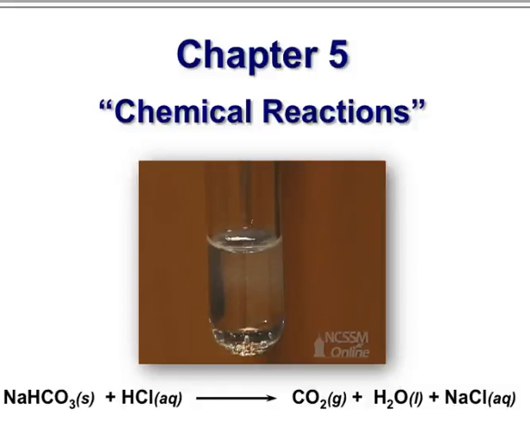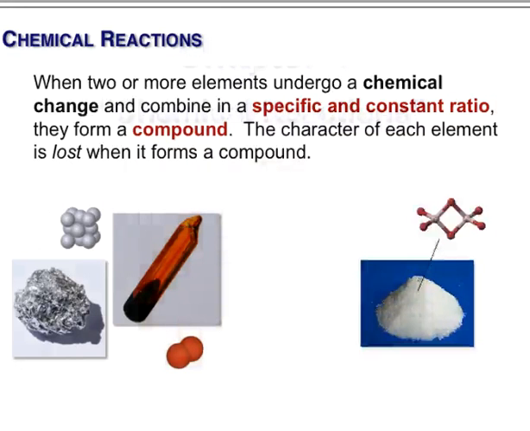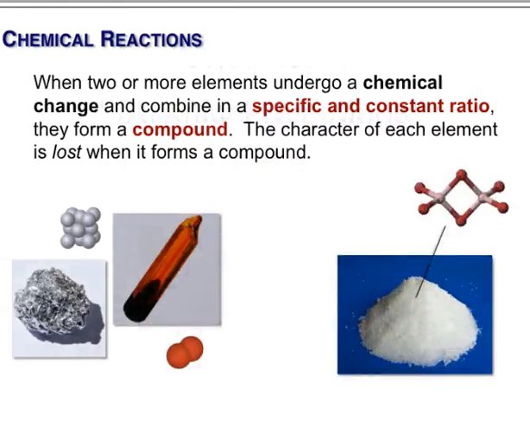But we're going to do chemical reactions today. This is an example of the chemical reaction you did. Sodium hydrogen carbonate, HCl, giving CO2, water, and sodium chloride. Now, we've talked a little bit about chemical reactions in the past. We saw that bromine and aluminum could react. They would undergo a chemical change.